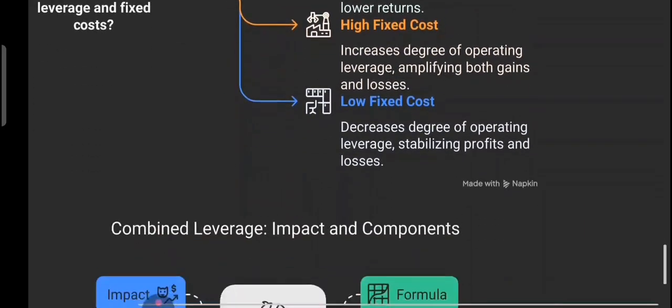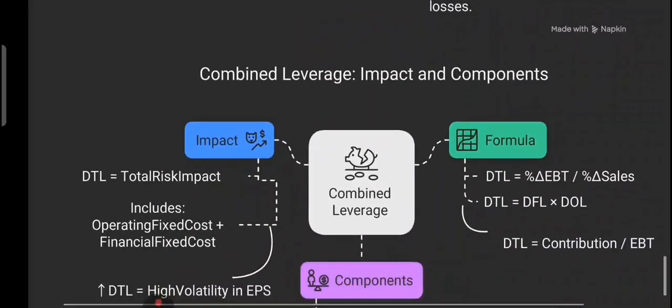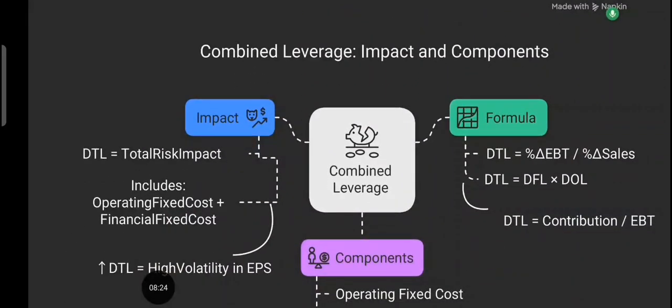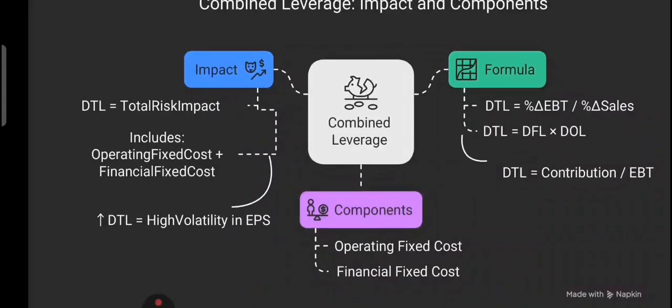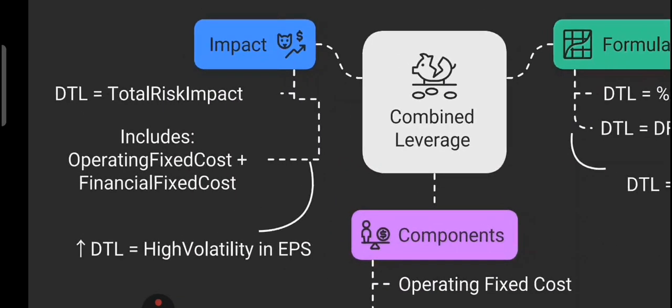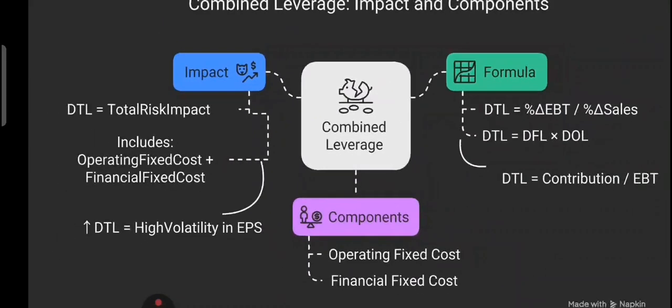Now friends, have a look at the combined leverage. In this particular slide we will understand it. So what combined leverage is all about has been depicted clearly in this slide. This metric, the combined leverage, tells us the total risk exposure of a business. Right, it combines both operating and financial leverage. It tells you the total risk impact or total risk exposure of a business.